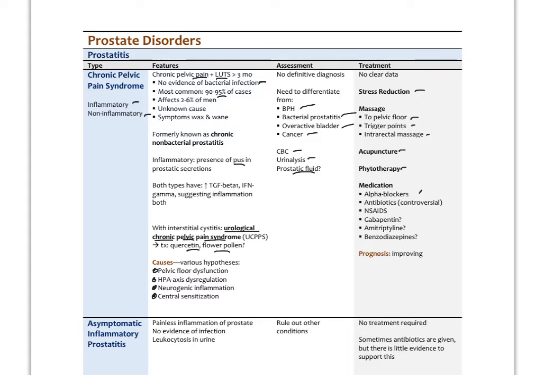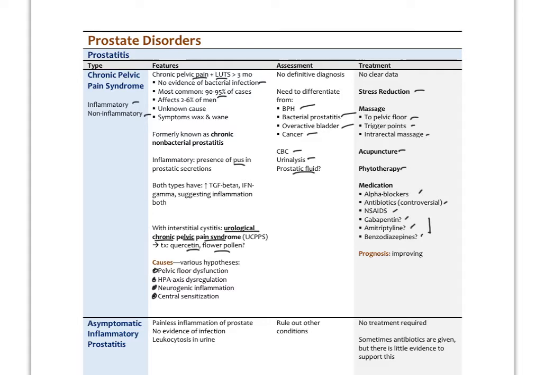Medications, again, alpha blockers might be considered. Antibiotics are controversial for chronic pelvic pain syndrome. NSAIDs are sometimes used, and the rest of these are kind of off-label, but maybe prescribed for this, like gabapentin, amitriptyline, and then even benzodiazepines, just to relax the central sensitization for pain. Probably not a good idea to go with these long term. They all have their own individual problems, especially the gabapentin and the benzodiazepines.